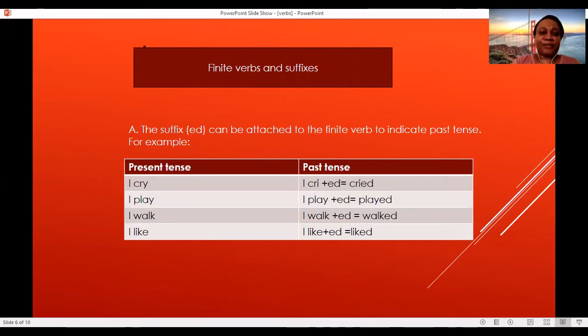I play. Suffix ed attached to play will give us played. Then in past tense, we'll have I played. I walk. We attach also our suffix ed, I walked. I like, suffix ed, I liked. So remember, the suffix ed can be attached to the finite verb to indicate the past tense. Those are the examples highlighted there.